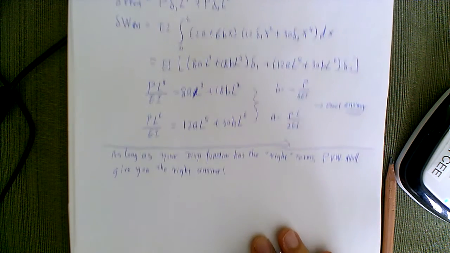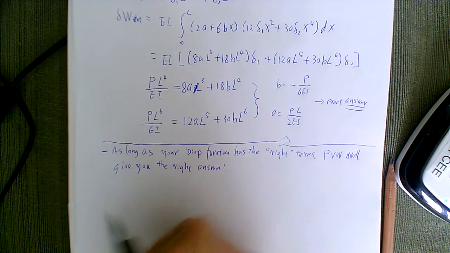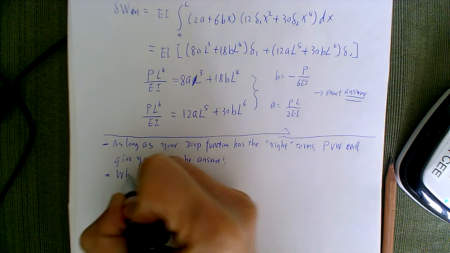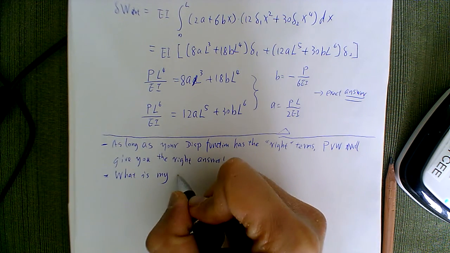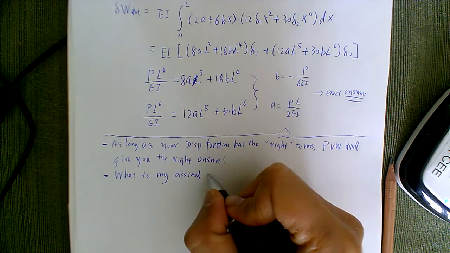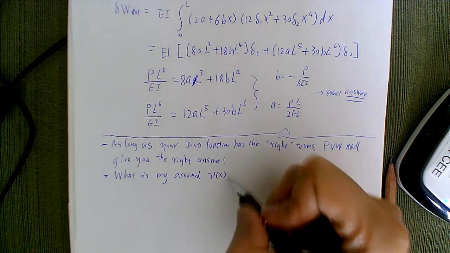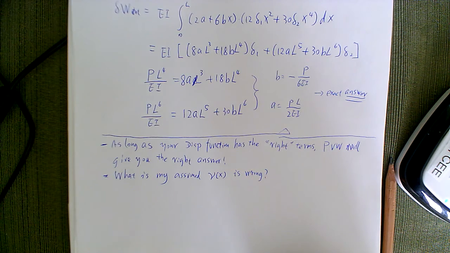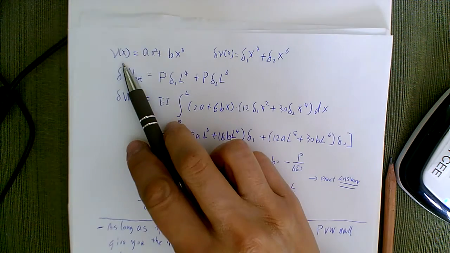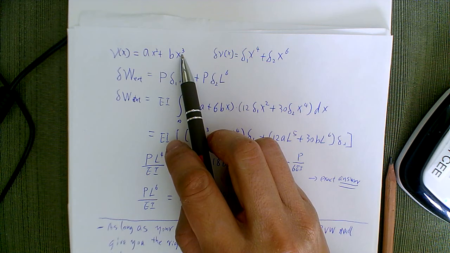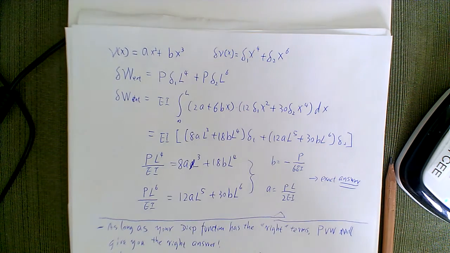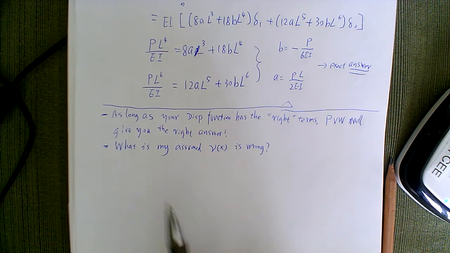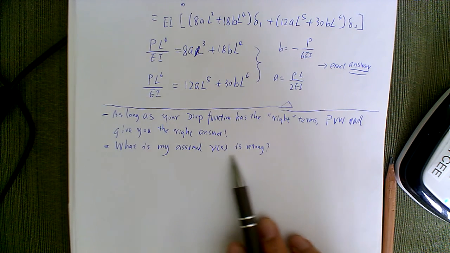Okay, you can copy that down in your notes. Then an apparent follow-up question is, what if my assumed displacement is wrong? Which means, what if it does not have those two terms? In fact, ironically, this is like 90% of the case.